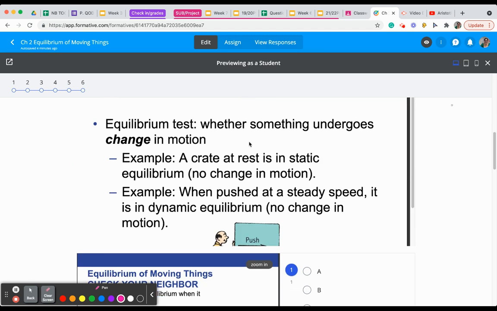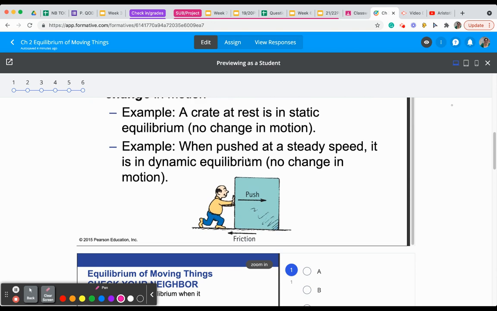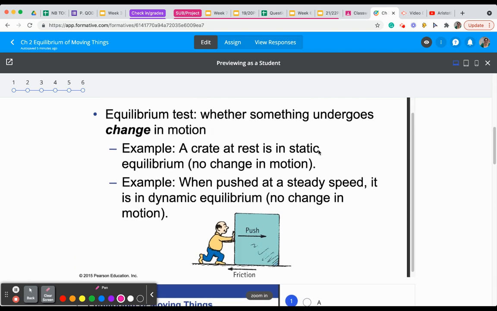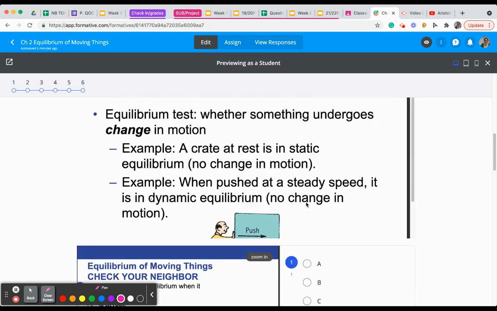Next slide. Equilibrium test: whether something undergoes a change in motion. For example, a crate at rest is in static equilibrium. There's no change in its motion. Another example: when it's pushed at a steady speed, it is in dynamic equilibrium and there's no change in motion. So an object can be in two different types of equilibrium, again, static and dynamic. Static is when there's no motion, and dynamic is when there is motion, but it's a constant type of motion, meaning the same speed in the same direction. It's not speeding up, slowing down, or turning.